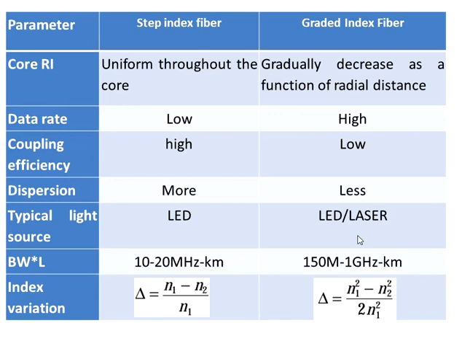So the index variation, that is the relative refractive index difference, delta, is small in step index fiber. It is given by (n1 minus n2) divided by n1. In graded index, delta is quite more as compared to the step index fiber. It is given by (n1 squared minus n2 squared) divided by 2 n1 squared.